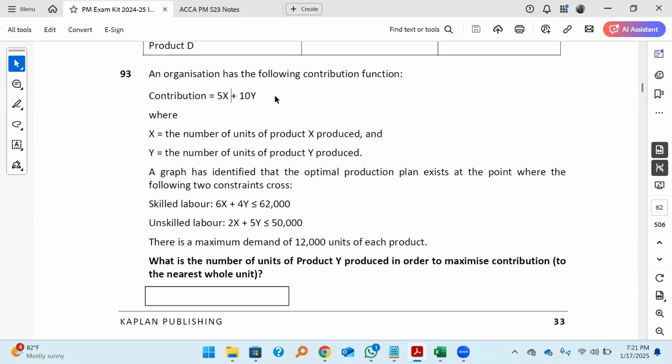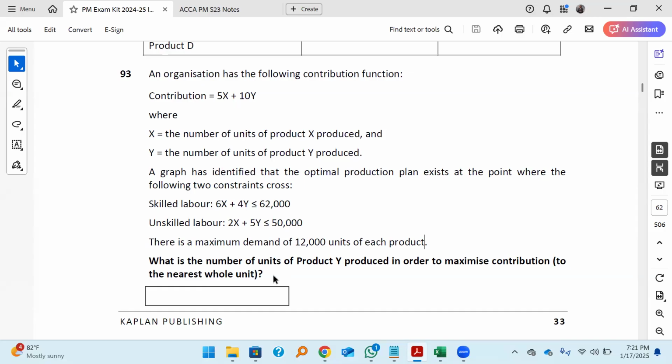This is the contribution function that you want to maximize. Now, the graph has shown you that the optimal plan is at the point where the following two constraints cross. So this is where the optimal point is. Maximum demand is 12,000 units each. And they're asking what units of X and Y should be produced in order to maximize contribution, to the nearest unit.